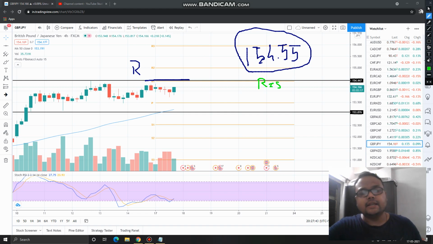Once the resistance has become the support, then you can go for a buy order. So this is your second trading opportunity. The first trading opportunity is this 50 moving average. The second is buying above this resistance level. So these are the two trading opportunities for GBP JPY as of now.